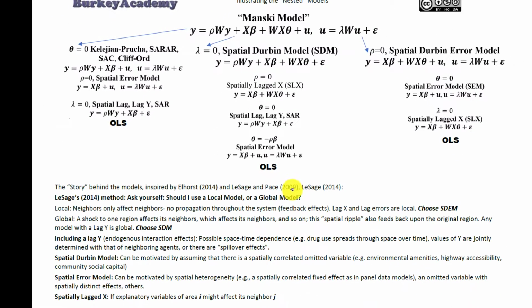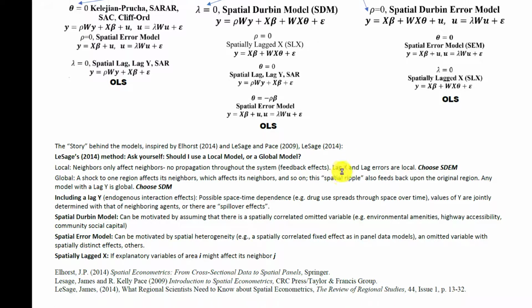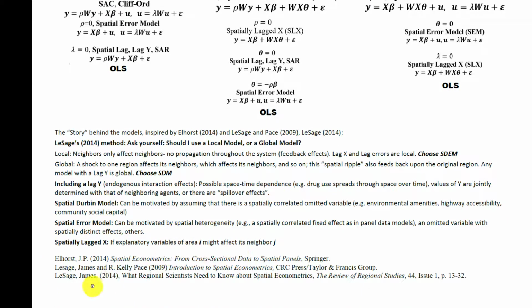In this model, if something changes in one region, it is only going to impact the direct neighbors of that region. So a few sources you should probably read if you're interested in the idea of spatial specification are Elhorst's 2014 book, Lesage and Pace's 2009 book, and Lesage's 2014 paper. Start with Lesage's 2014 paper. I have the sources down here at the bottom. The paper is open source. It's at the Review of Regional Studies, where I used to be an editor. And it's an open source journal, so it won't cost you anything to download and read it.